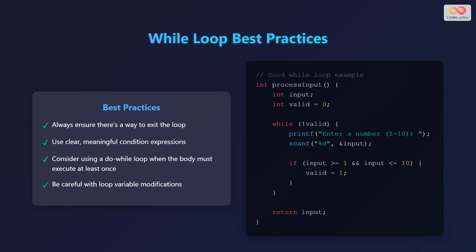As you can see in the code, we define a function, process input, that takes input from the user. Inside the while loop, it checks if the input is between 1 and 10 and sets valid to 1 to terminate the loop. These practices will help you write robust and efficient while loops in C.